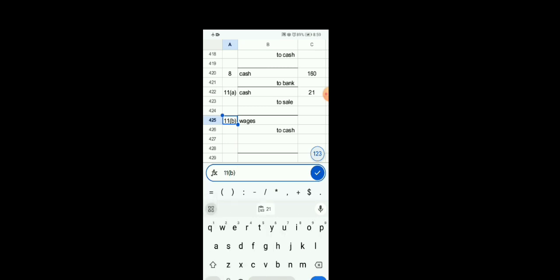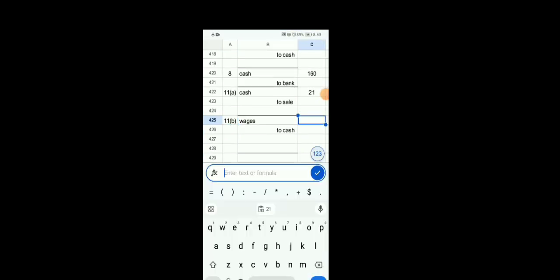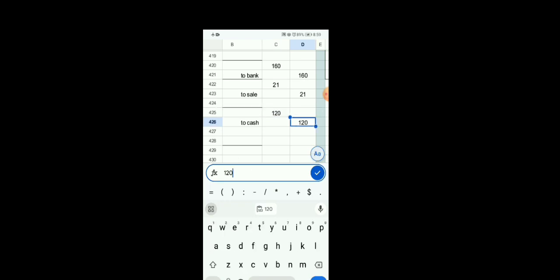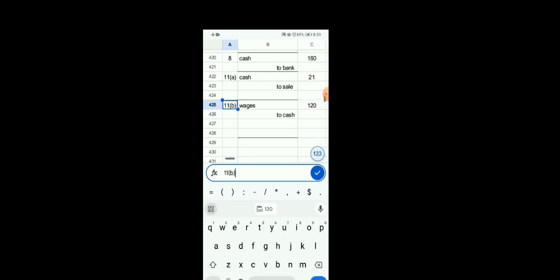This is your 11B entry. Now how much amount was paid in terms of wages? The amount is 120, so you are supposed to write 120 on the debit side, and the same amount you will post on the credit side. This way 11B is completed. Now let's see what is next for us, and that is the 13th entry.